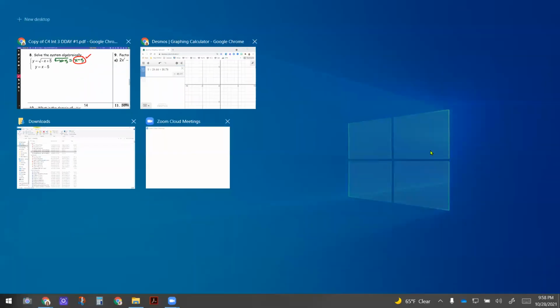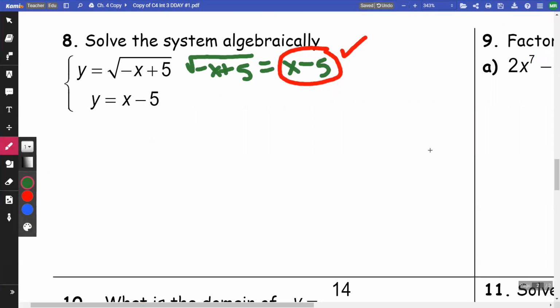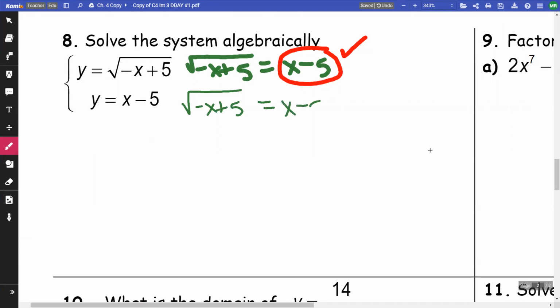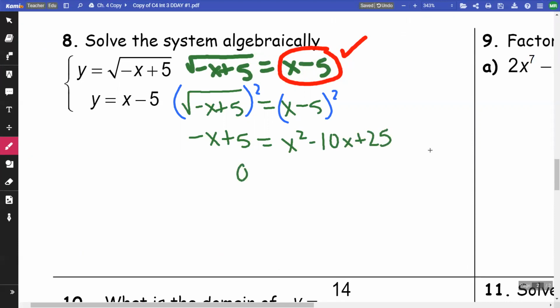So I am going to have the square root of -x plus 5 is equal to x minus 5. I am going to undo that by squaring both sides. And when I square the square root, it undoes, and I get -x plus 5. Now, on the other side, it is a perfect square trinomial. So I end up getting x squared minus 10x plus 25. I'm going to get everything on one side, 0 on the other. So I'm going to add my x to both sides. I'm going to get a -9x. I'm going to minus 5 on both sides. So I get a 20.